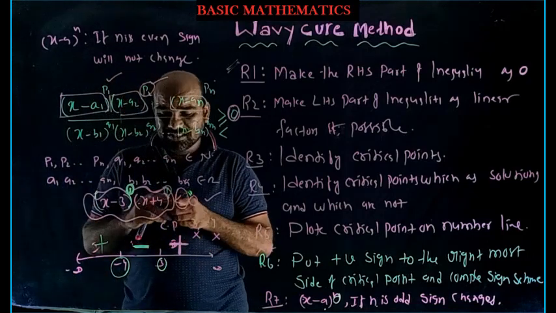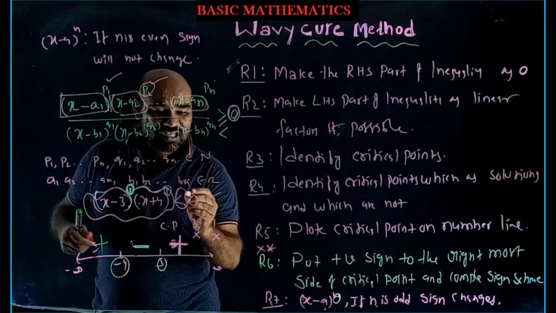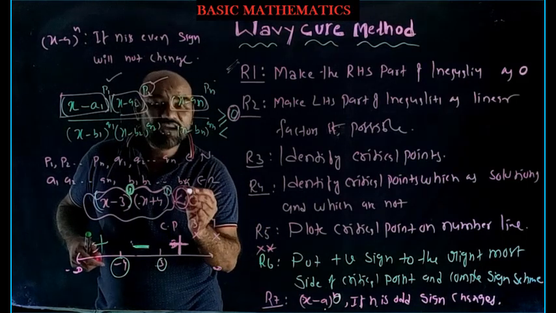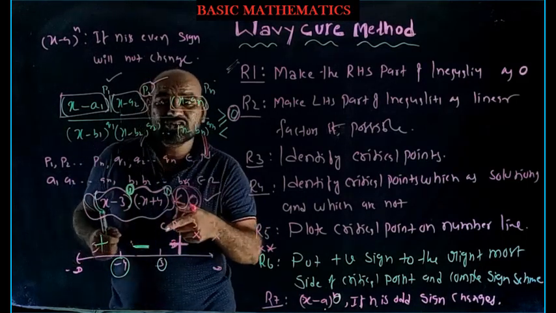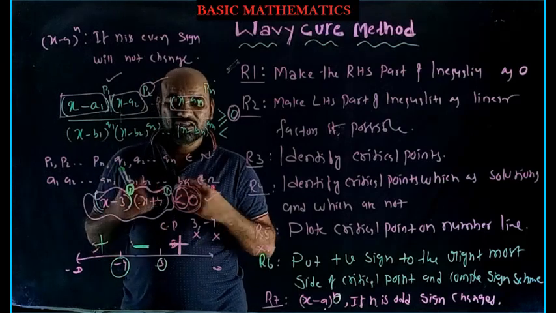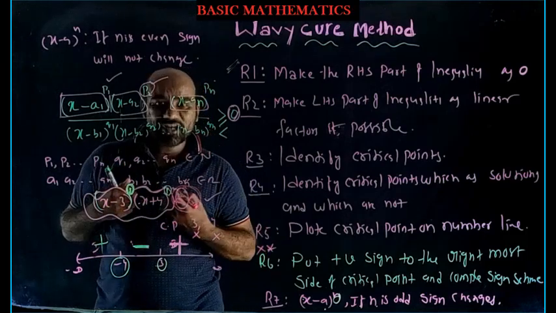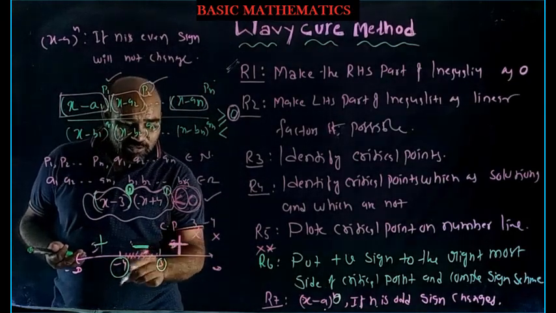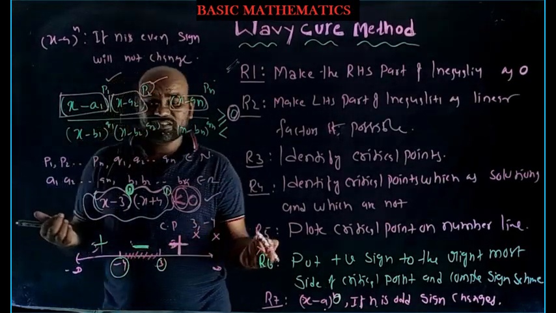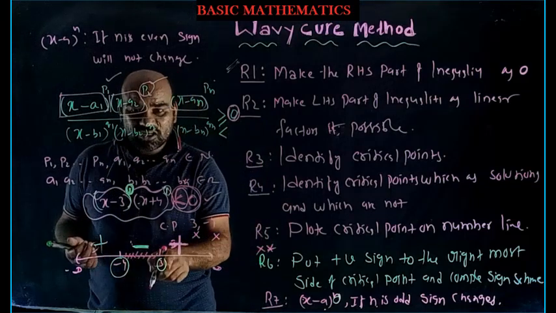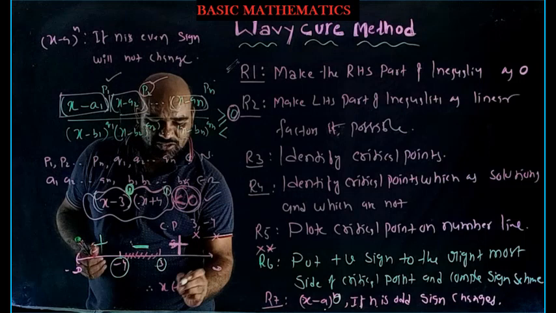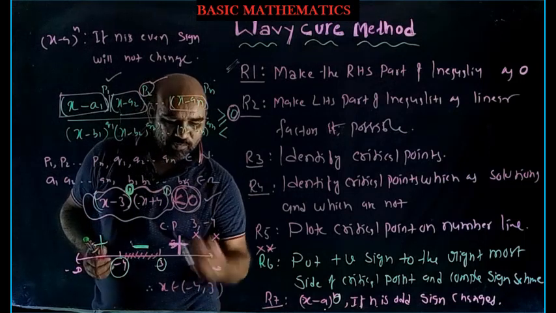After applying signs, next what do you want? Less than 0 means you want negative symbols; greater than 0 means you want positive symbols. So less than 0 means negative symbols. Where are the negative symbols? Here, minus 4 to 3. Any value of x between minus 4 and 3 is the solution of the problem. Therefore, x belongs to the open interval minus 4 to 3.